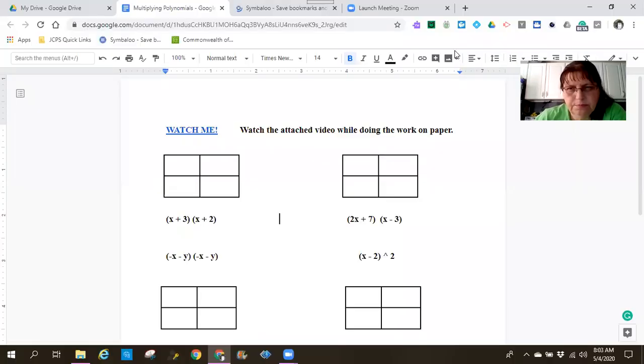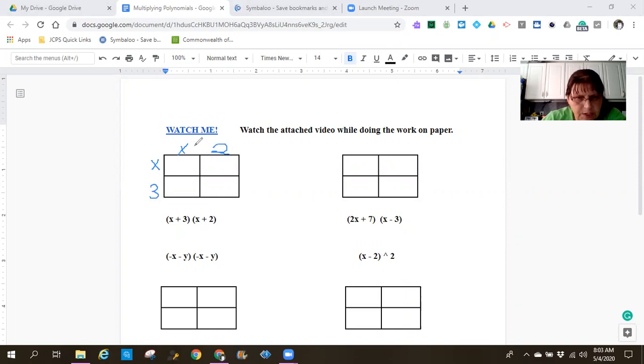All right. Let me go up here and get a tool that I need to write. All right, so we're going to write this here. We've got X and we have 3. We have X and we have a 2.